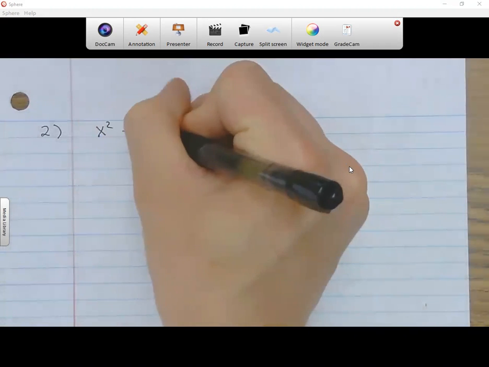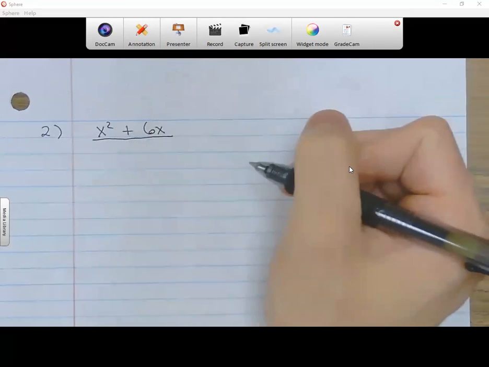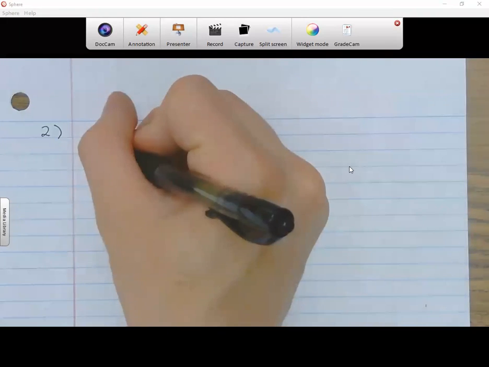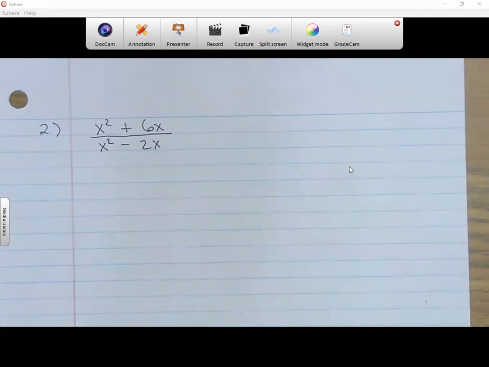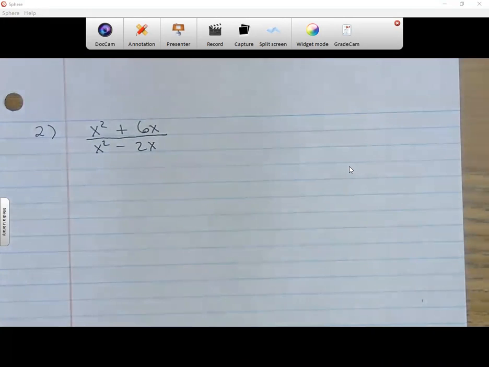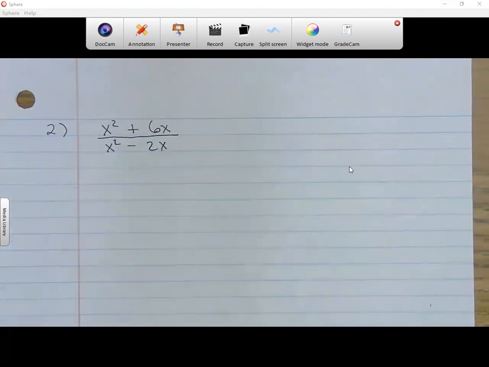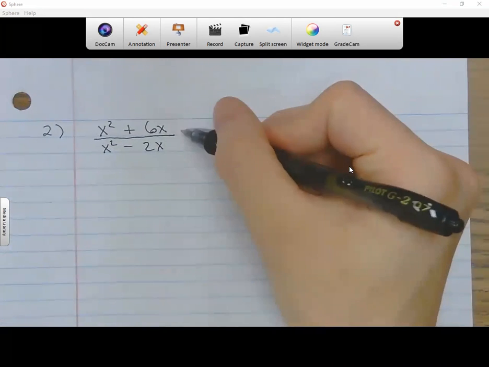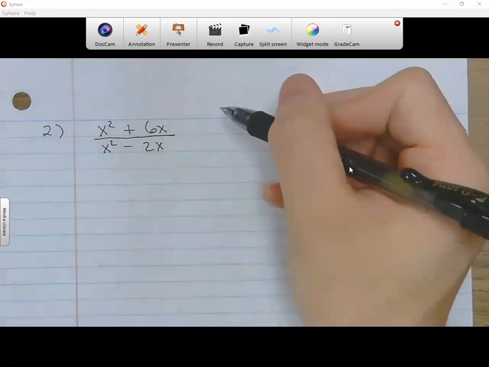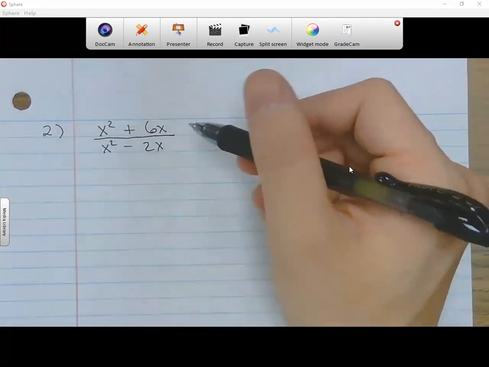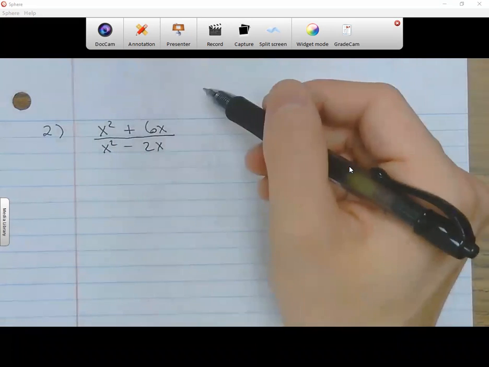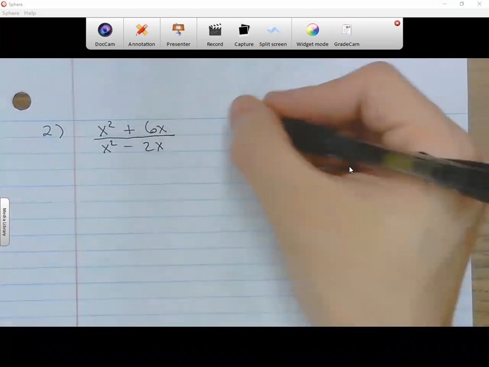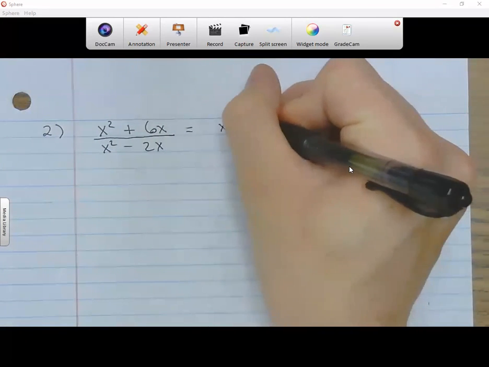X squared plus 6x. On the bottom, I have x squared minus 2x. Okay, so how can I factor the top and how can I factor the bottom? That's the first thing I think about. So when I'm looking at this, I don't see any term that's connected on the outside, so I can't do the multiplying and adding thing that I like to do. But what do they all have in common? Both of these terms have an x in common, right? So I can take out the x. And that's what I'm going to do.